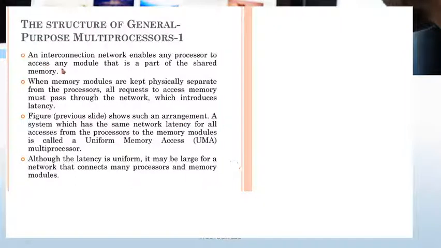Then the structure of general purpose systems. Here an interconnection network enables any processor to access any module that is part of the shared memory. Remember, when memory modules are kept physically separate from the processor, all requests to access memory must pass through the network, which introduces latency. Here you are going to see UMA and NUMA. Apart from this, there are two very famous types of multiprocessor: tightly coupled multiprocessors as well as loosely coupled multiprocessors.